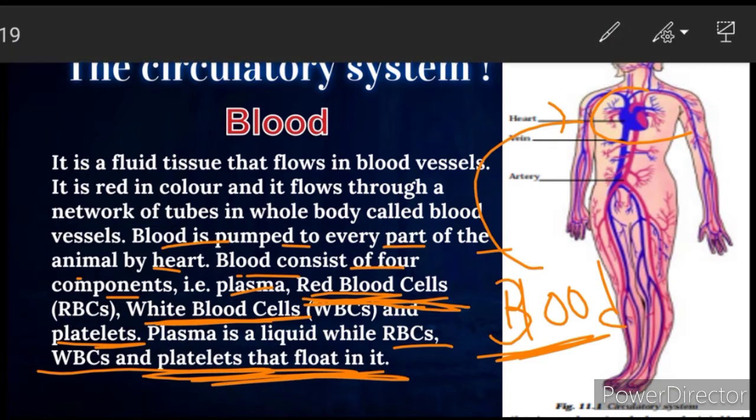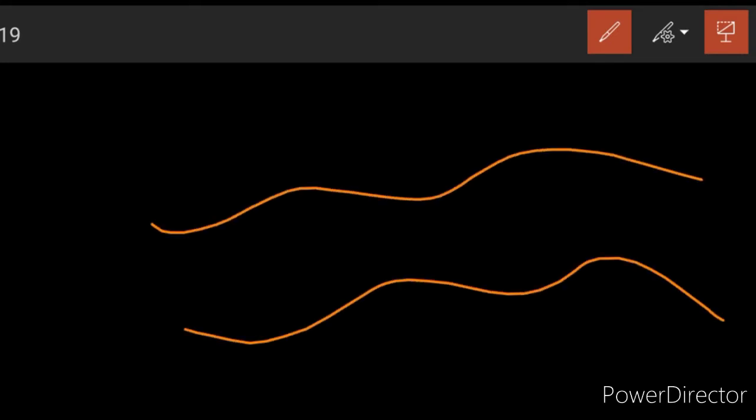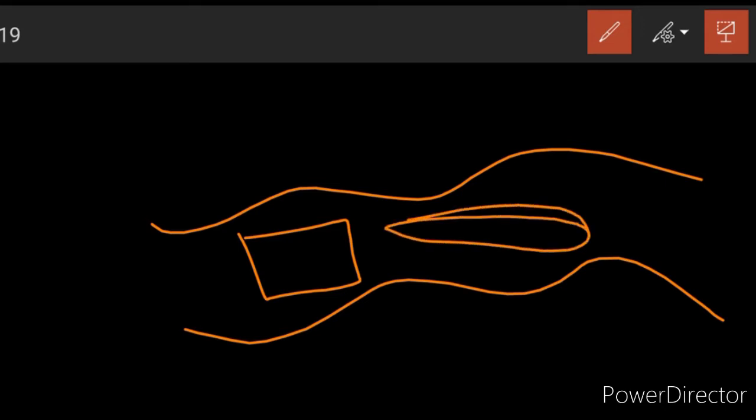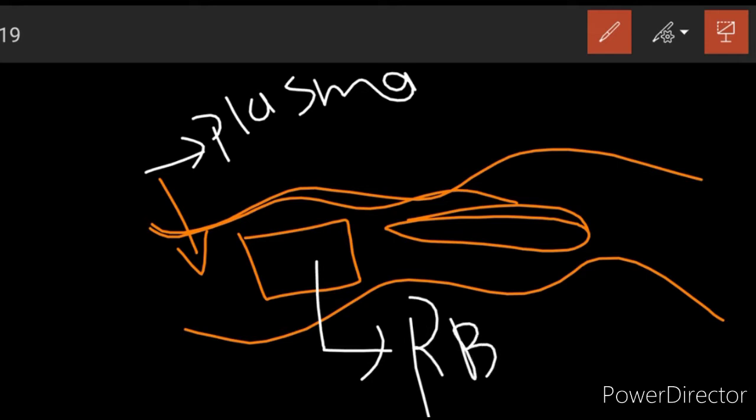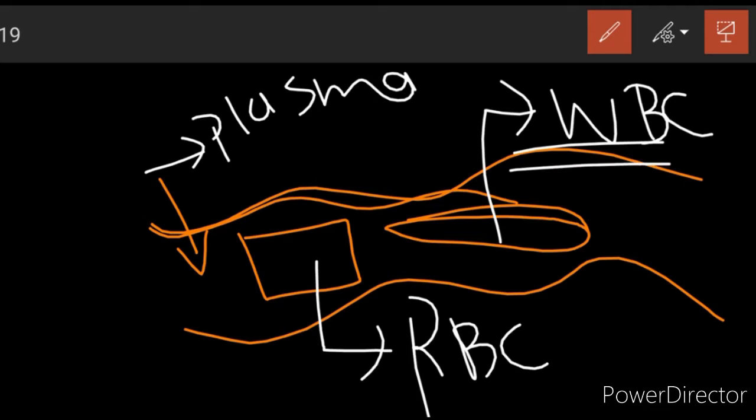Now let's take an example. There is a river, and inside the river a boat is floating. Inside the river, a wooden log is also floating. In the same way, people, the river here is plasma. The river I am talking about here is your plasma. Inside this plasma fluid, your boat is RBCs and your wooden logs are WBCs and platelets as well.